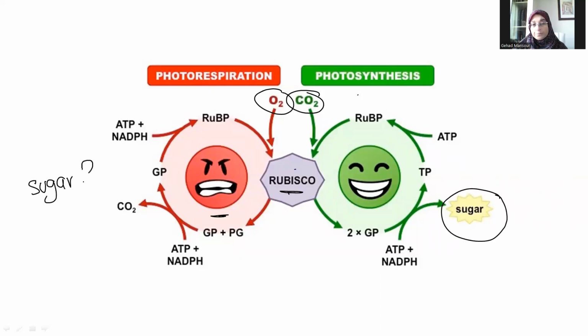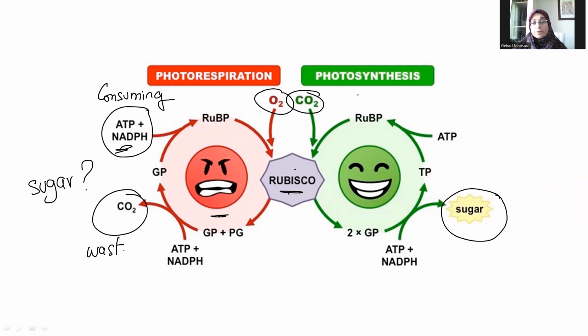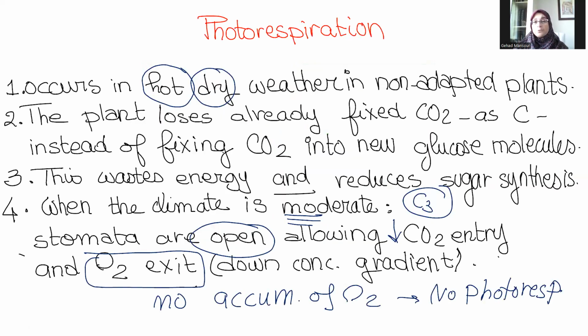Where is the sugar? If we don't correct photorespiration, we wouldn't obtain a sugar, although we are consuming energy and we are consuming molecules of reduced NADP, and we are wasting carbon dioxide. So it's a really big flaw, but the plants are adapted to convert it or to correct it.